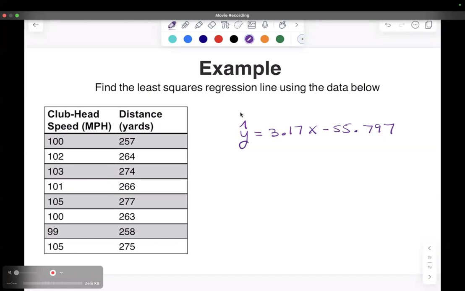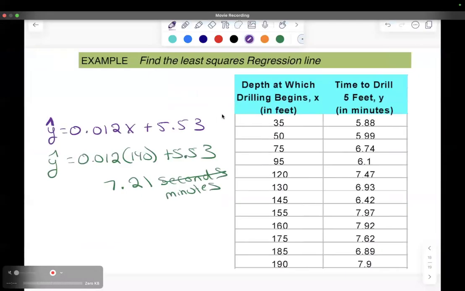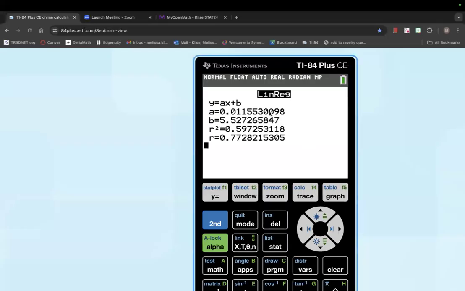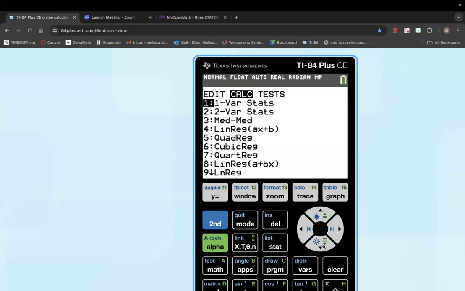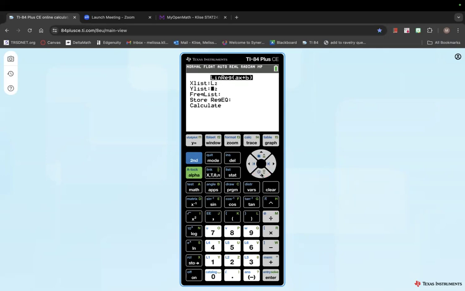If you are trying to do it the opposite direction, run your linear regression with L2 as your X value and L1 as your Y value. So swap your X and Y and get that equation instead. For example, on this one, if I wanted to determine how deep I have to begin drilling if I want it to take 7 minutes, I would swap my X and Y when I run my linear regression. I would do L2 and L1 like this, swap them, and use that equation instead.